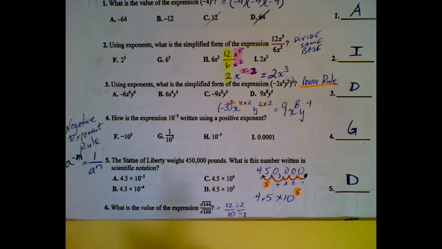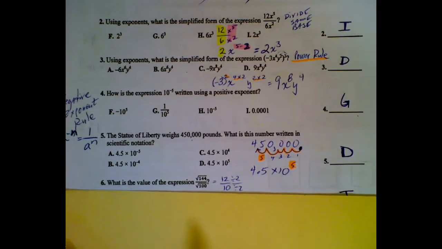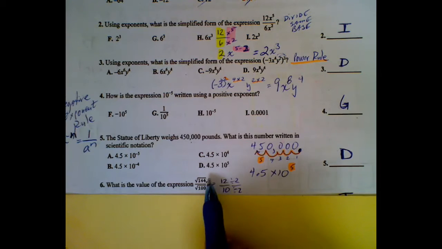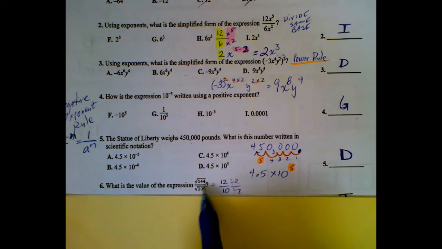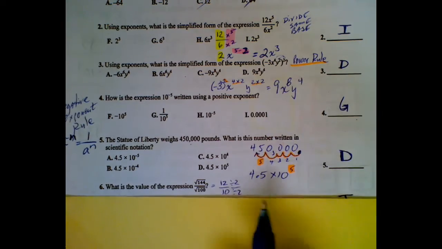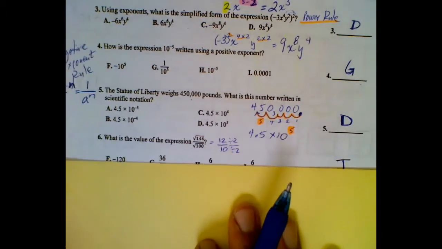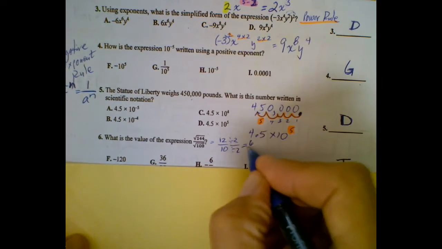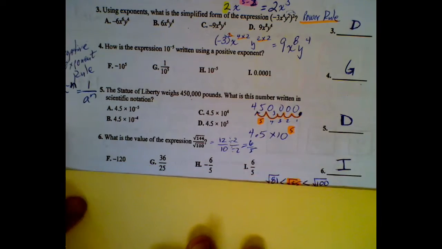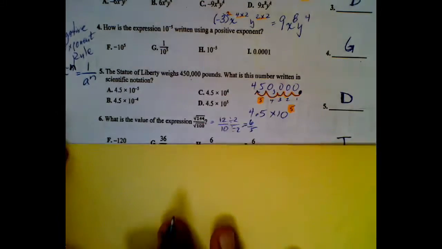Number 6, what is the value of the expression the square root of 144 over the square root of 100? Well, those are perfect squares, right? So the square root of 144 will be 12. The square root of 100 will be 10, so I have 12 over 10, which can be simplified, right? Because I can divide 12 by 2 and 10 by 2. Looks like the answer is going to be 6 over 5, and that was response I.